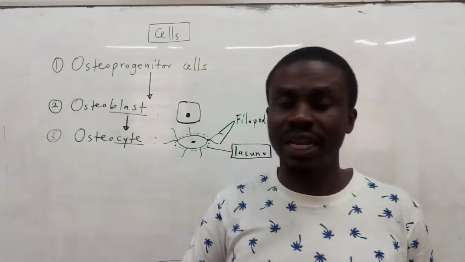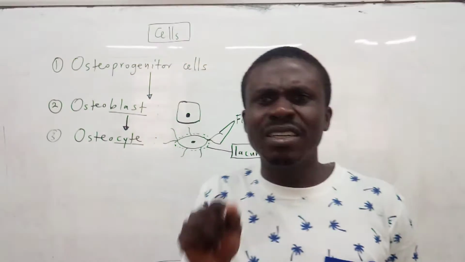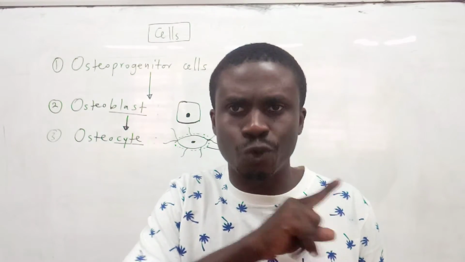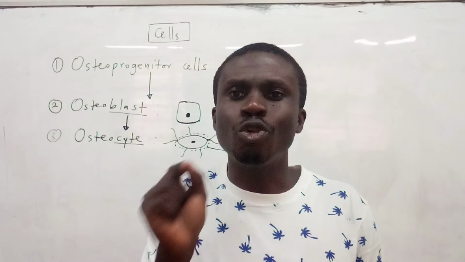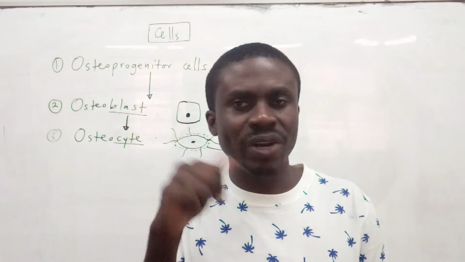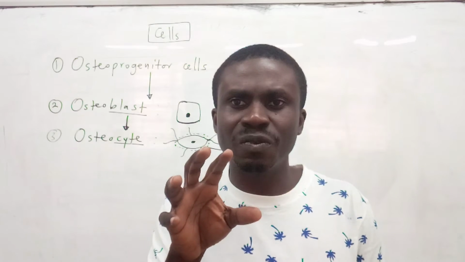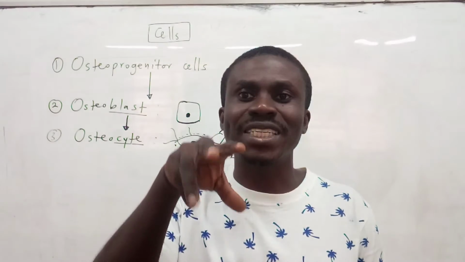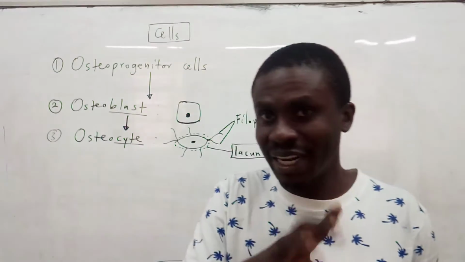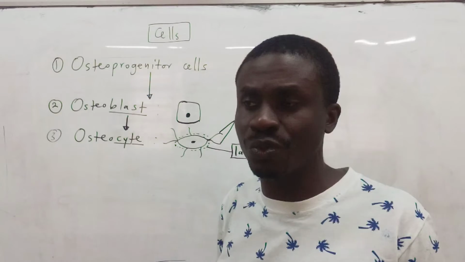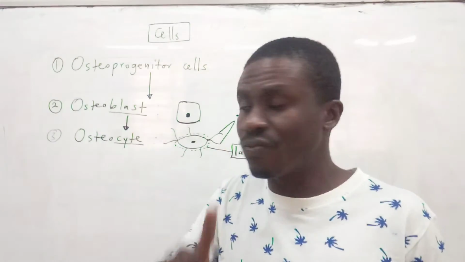Importantly, lacunae. This is something I want to tell you: we don't have lacunae exclusive to the bone. We also have lacunae in cartilage. We get to know later that the mature cells of the cartilage, the chondrocytes, will also reside in lacunae. Important, so understand that we don't have lacunae exclusive to the bone tissue. We also have lacunae in, of course, the cartilage.